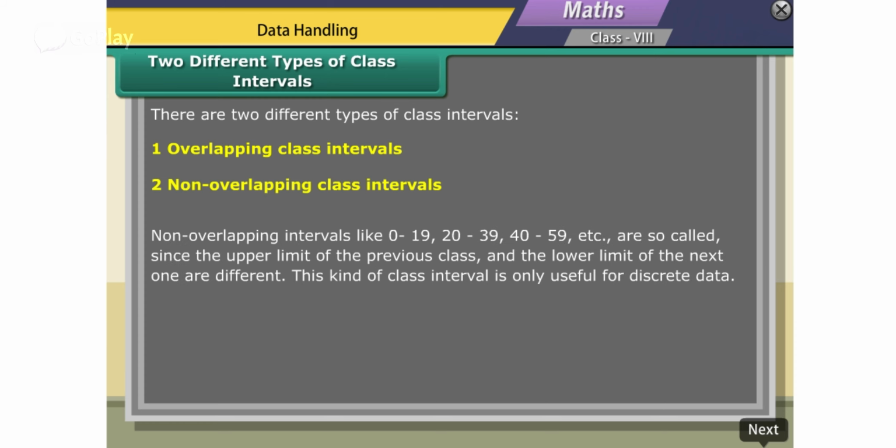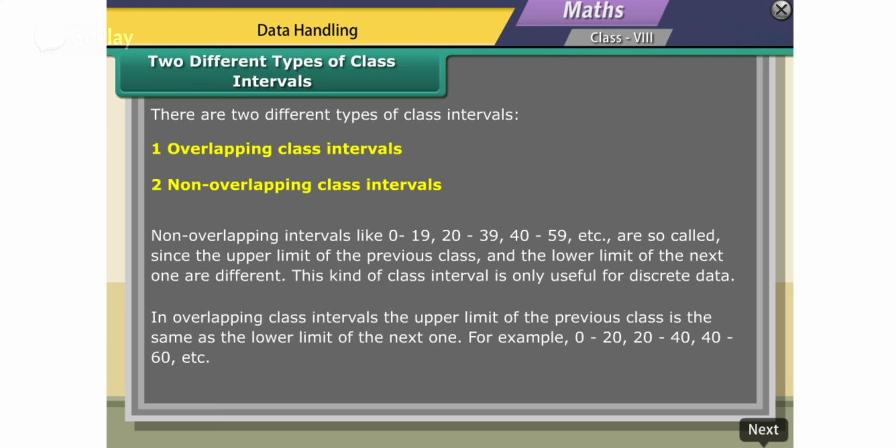Non-overlapping intervals like 0 to 19, 20 to 39, 40 to 59, etc. are so called since the upper limit of the previous class and the lower limit of the next one are different. This kind of class interval is only useful for discrete data. In overlapping class intervals, the upper limit of the previous class is the same as the lower limit of the next one. For example, 0 to 20, 40 to 60, etc.